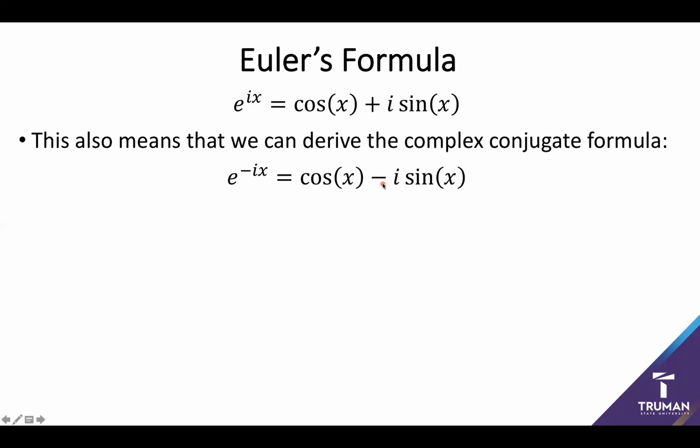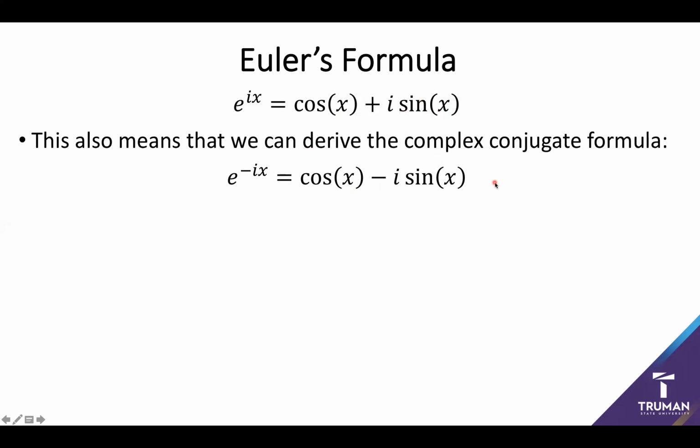One of the ways to look at this is that e to the ix has a complex conjugate of e to the negative ix. Cosine x plus I sine x has a complex conjugate of cosine x minus I sine x. And so we're going to be using both of these formulas fairly regularly, as we're going to need to do a fair number of substitutions when working with our wave functions.